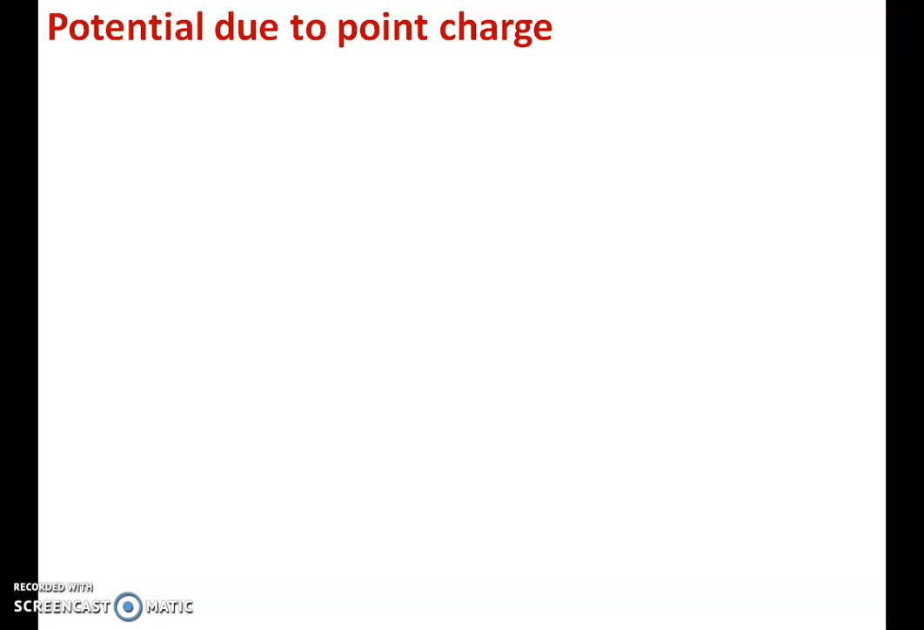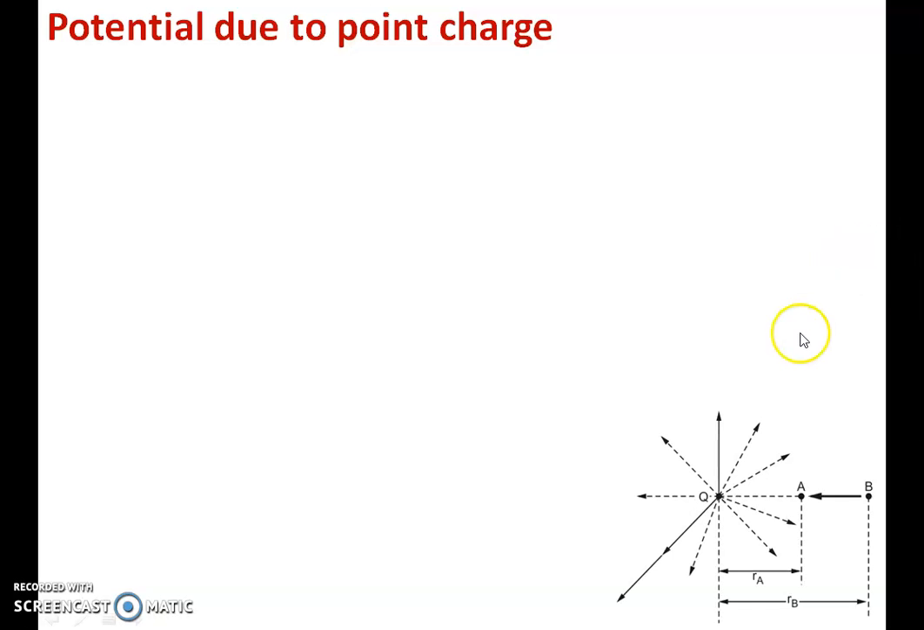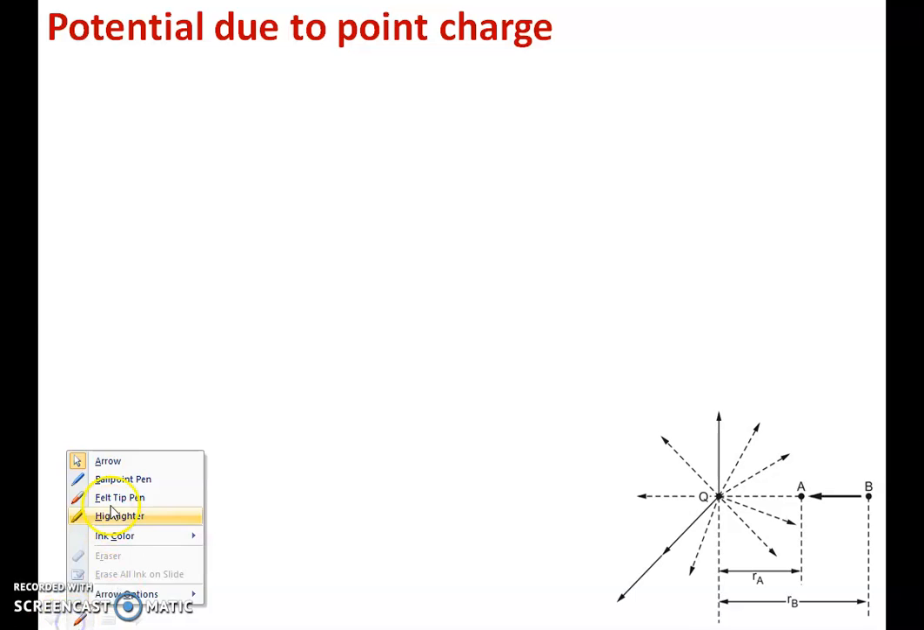Now, to find potential due to a point charge, when I move the charge from point B to point A, what is the potential at that particular point due to a point charge if the point charge is placed at the origin? So consider this diagram here. See here, this charge Q is a point charge which is placed at the origin.